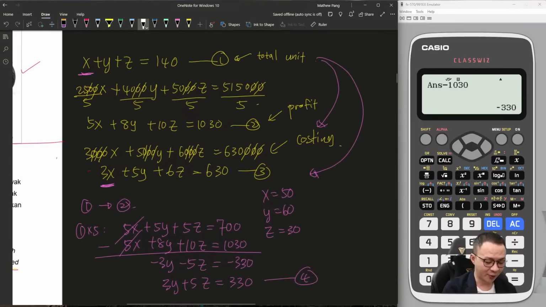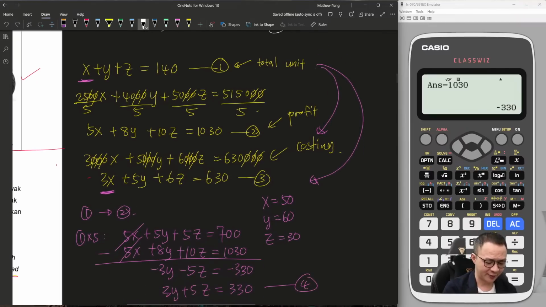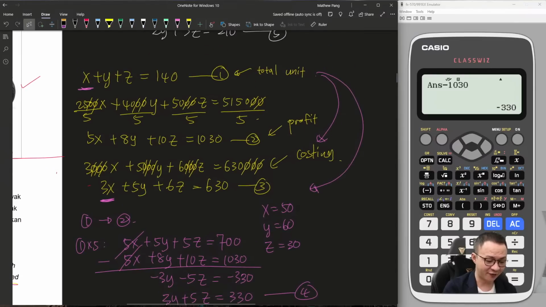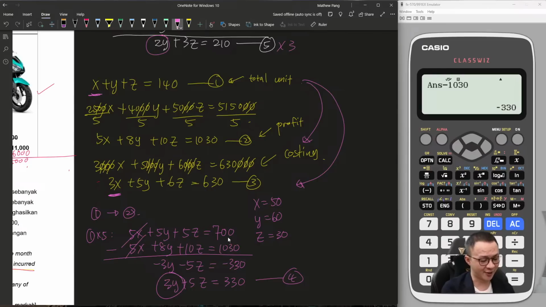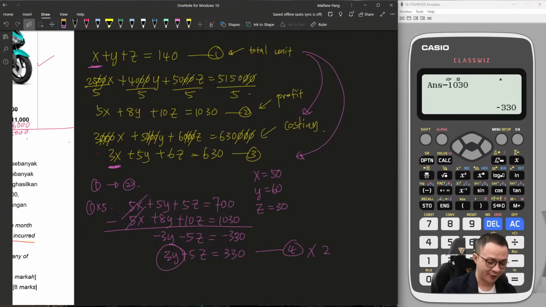Now pay attention to equations 4 and 5. If I want to eliminate again, maybe I make both of them have 6y, because this one is 2y and this one is 3y. So here I multiply by 3 to get 6y, and here I multiply by 2 to get 6y. Let's do it. If I multiply this by 2, I should get 6y plus 10z equals 660.